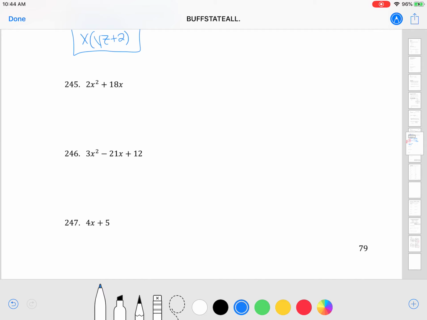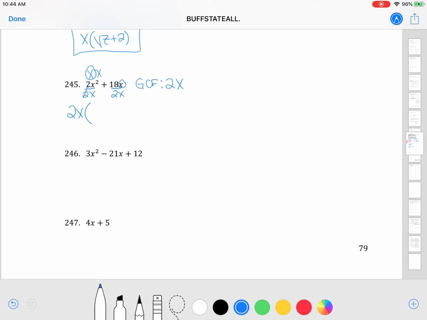All right, 245. When I try to find out if it has a GCF, it absolutely does. Between 2 and 18, my GCF is 2. And then this right here is an x squared, which means x times x. And my 18x only has 1. So to figure out what variable they have in common, it's just going to be an x. So now that I figured out what the GCF is, I'm going to divide all of my terms by 2x. Same setup, the 2x comes down and follow it with parentheses.